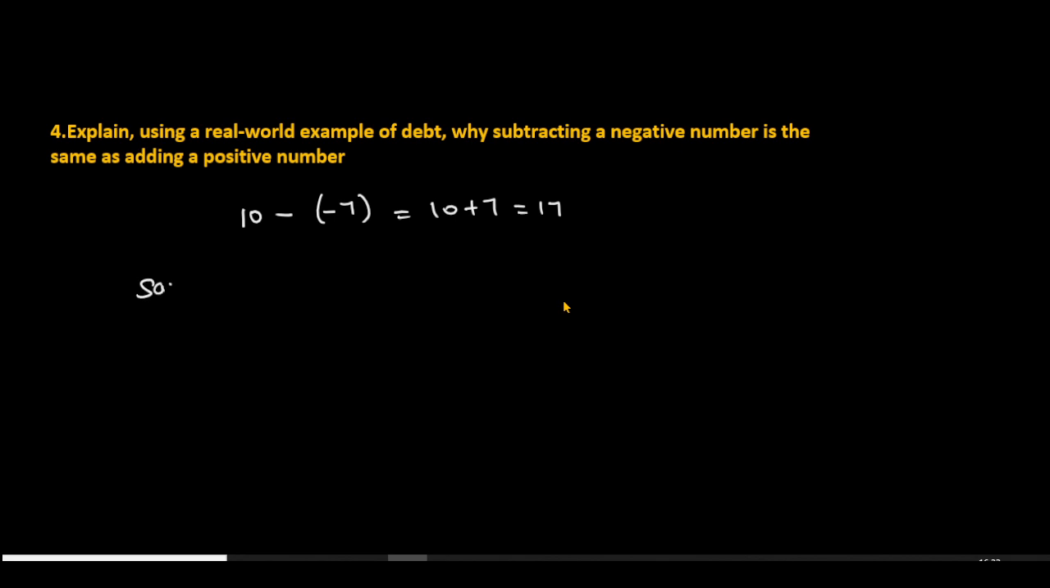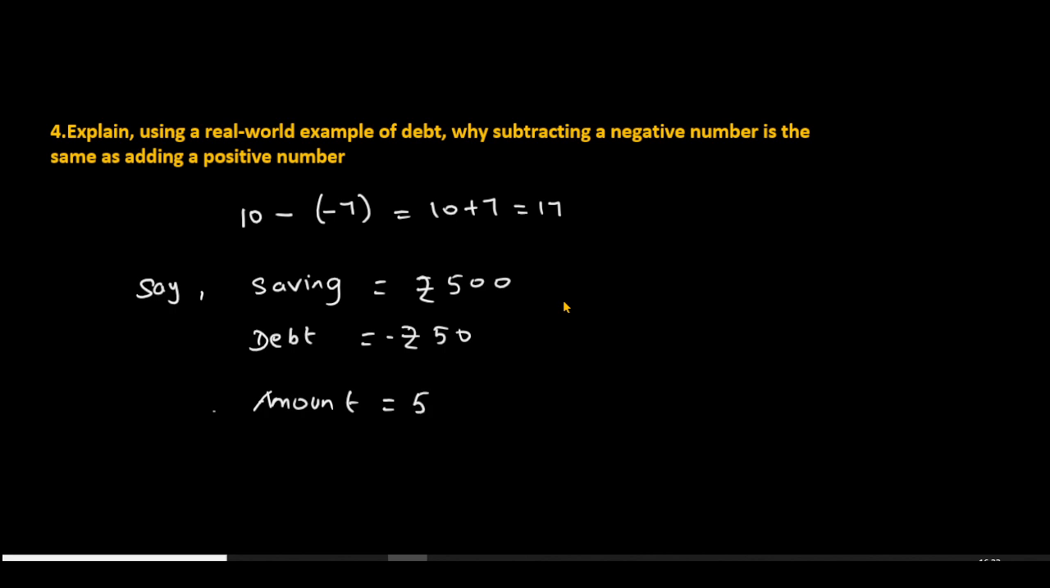Say in real life, you are having savings of rupees 500. Suppose the debt is there, say 50 rupees. Now you are going to remove the debt from the savings. After that, what will be the amount? That is 500, removing the debt amount. When we are removing the debt amount, our amount increases. So now we will have the amount 550.